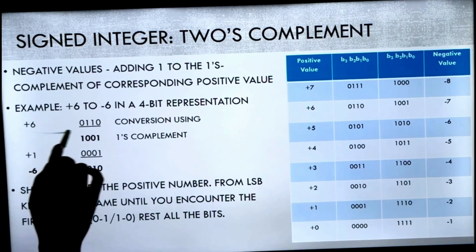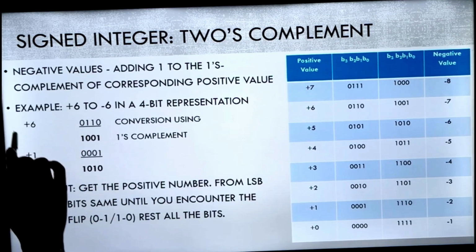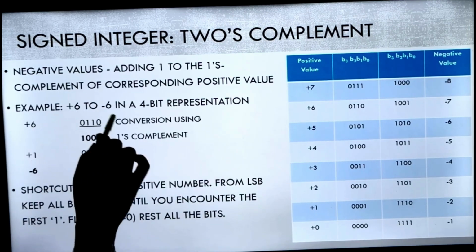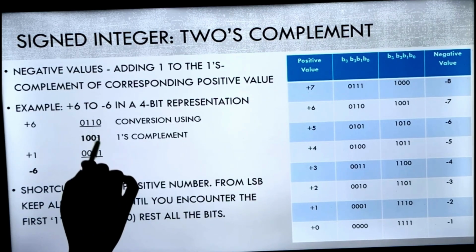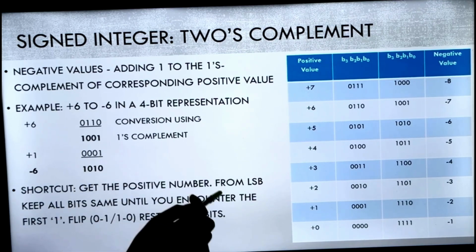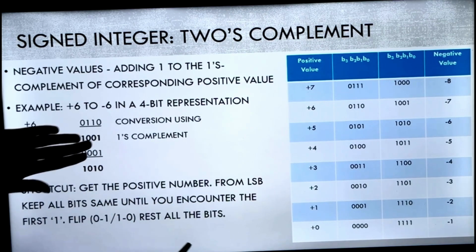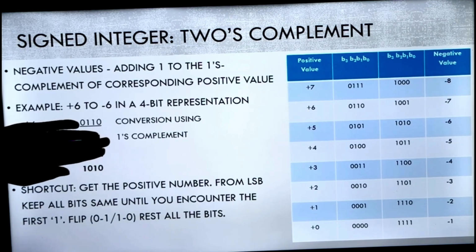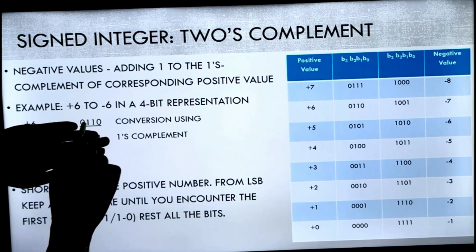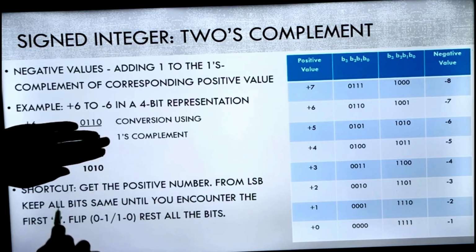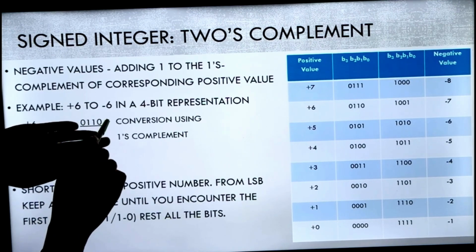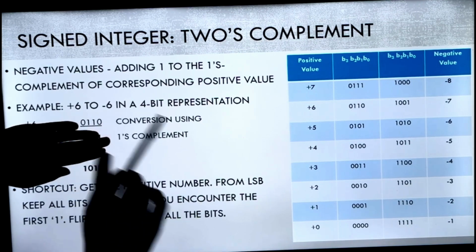So this is the plus 6 I have. What is the traditional way to convert? I flipped all the bits to get 1's complement, then I added 1 to get the final result, right? So in the shortcut trick, no need to do these things at all. Fine, we will directly get from this to this. So what this shortcut trick says is, you start from the LSB, not from the MSB, meaning from the rightmost bit you have to start.